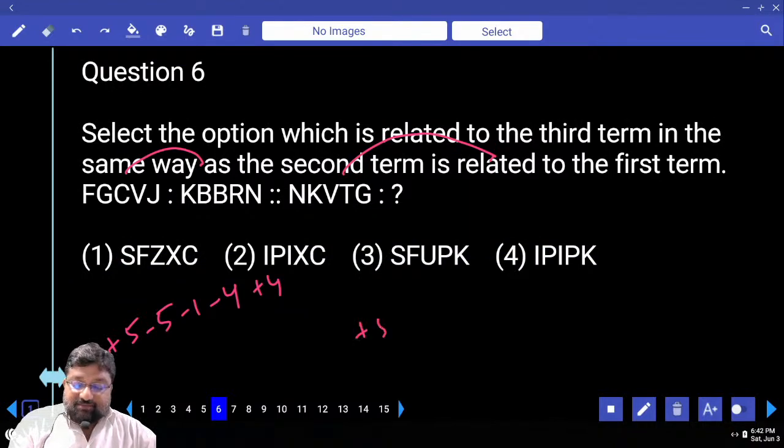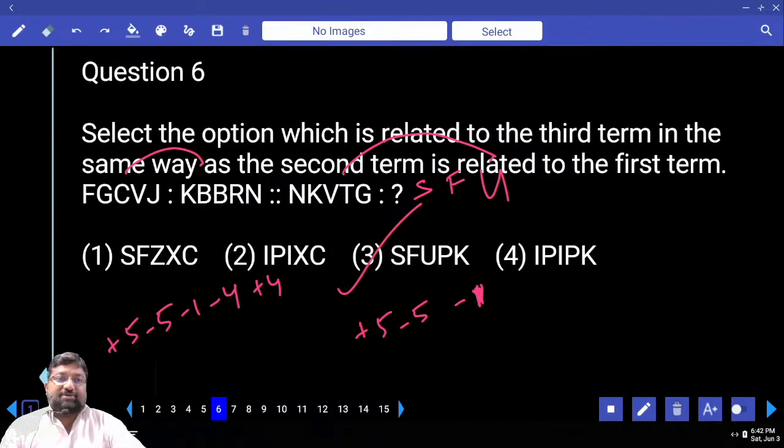Come back to the same story. 14 plus 5 is what? 19. 19 is how much? 11 minus 5, 6. What is 6? F. V plus 1 minus 1 minus 1. V minus 1 is U. SFU. How many options? Only one option.